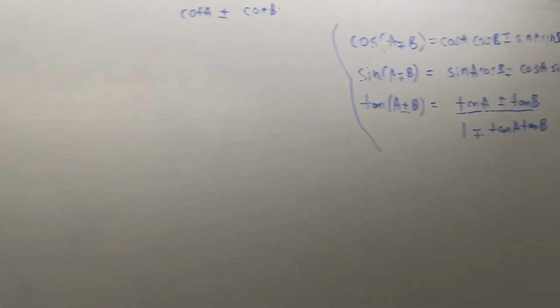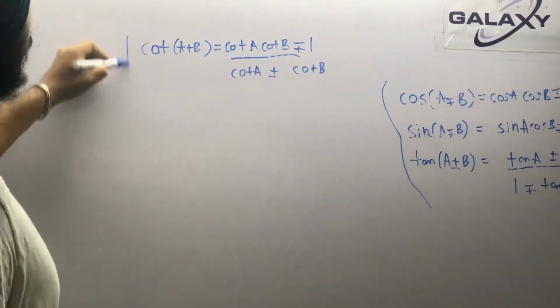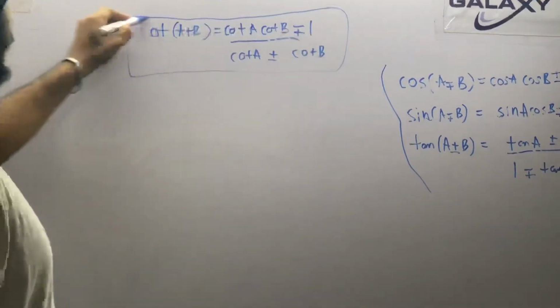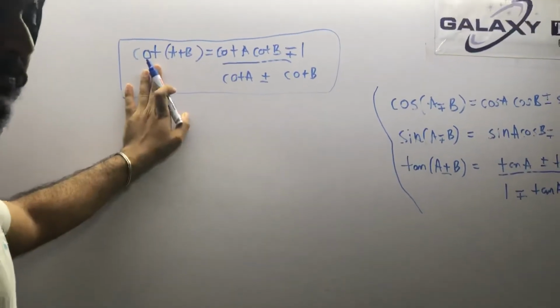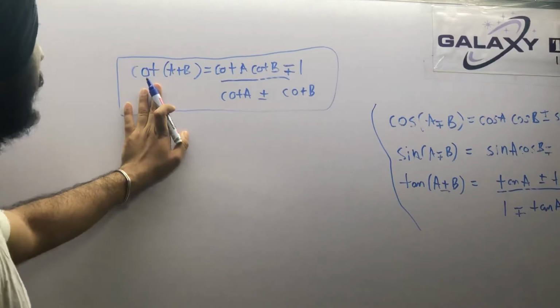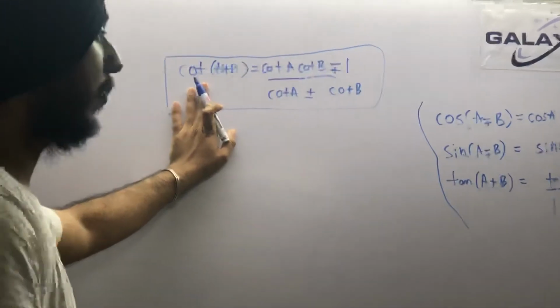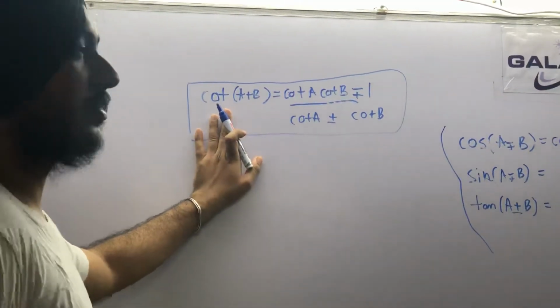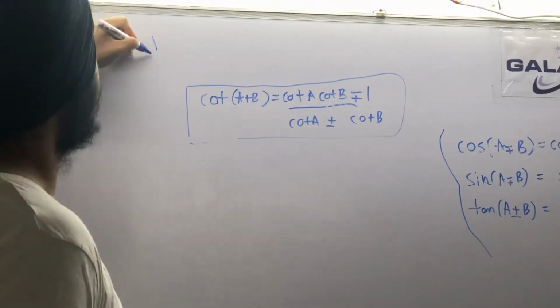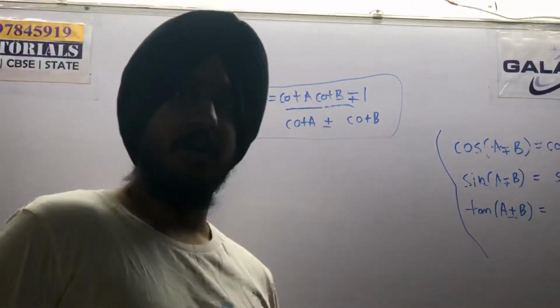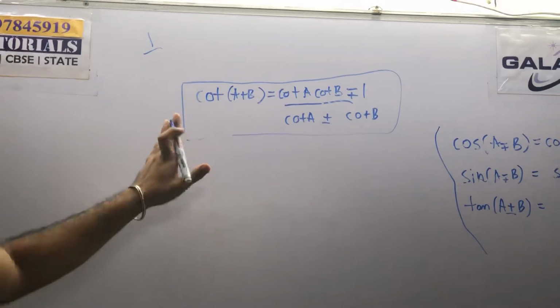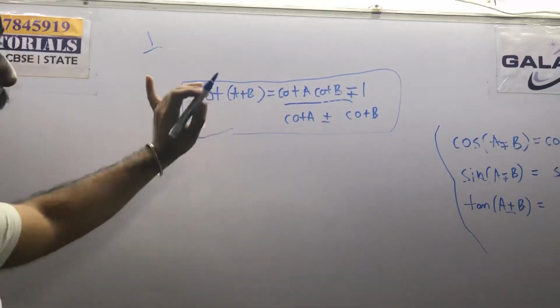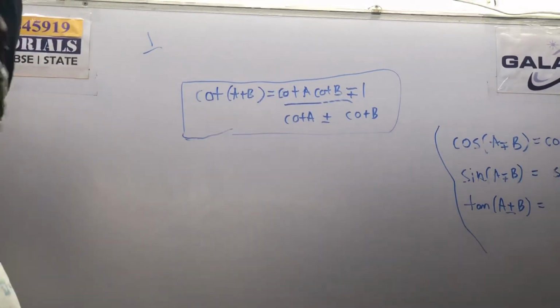One formula that we forgot to do yesterday was for cot. See, I didn't do it because this formula is the least used one. If you find a cot function, you can simply write 1 upon tan, convert that to tan and solve it. But just for your sake I am doing it so that you should know the formula for this also. So I will show you how this formula came out.